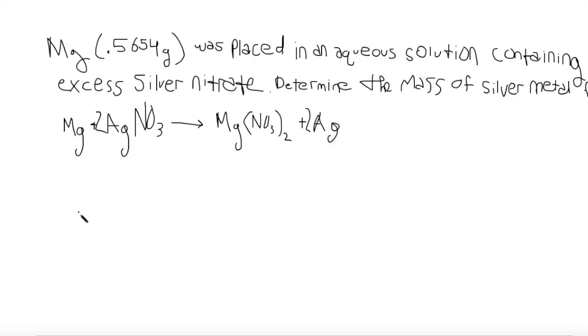So we have 0.0. So now we're going to convert mass to moles. So we're going to convert the mass of magnesium we have to moles. And the molar mass of magnesium is 24.31.